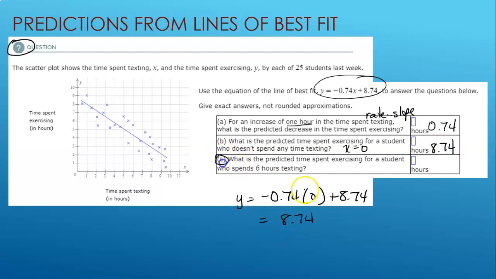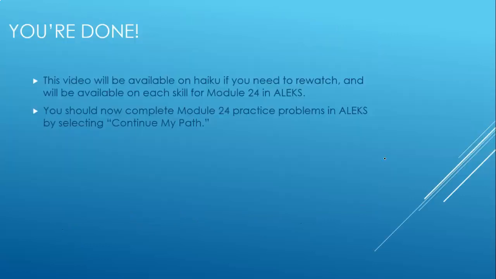But here we have to actually solve something. What is the predicted time spent exercising for a student who spends 6 hours texting? Well, I can make a pretty good estimate. It's going to be somewhere between 4 and 5, but I can actually substitute in and solve. Y equals negative 0.74 times 6 plus 8.74. So I'm going to put that into my calculator. Negative 0.74 times 6 plus 8.74, and I get 4.3. So again, I had a pretty good estimate. If I follow this up to 6, it's somewhere in between 4 and 5, which is where 4.3 is.